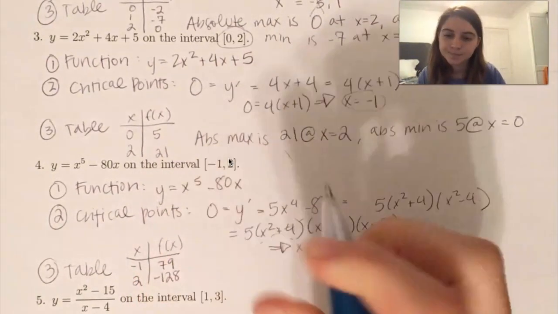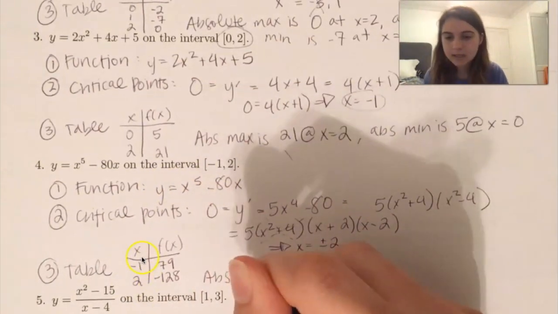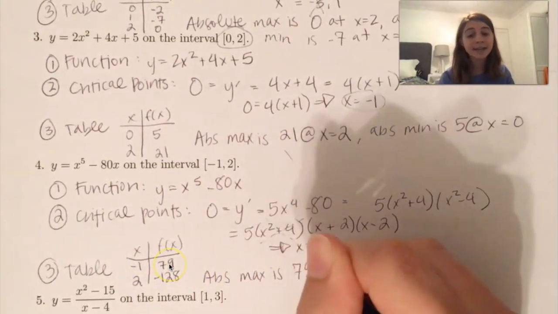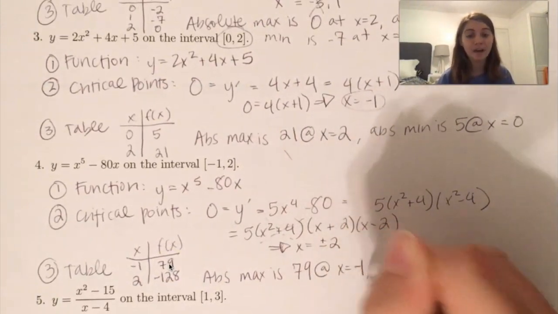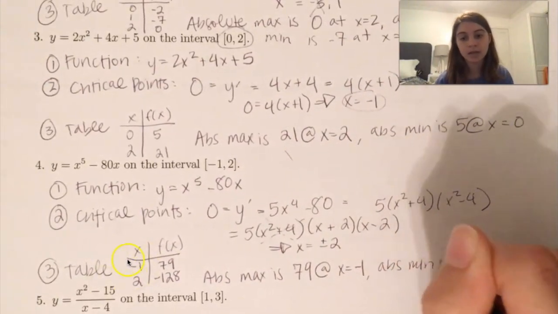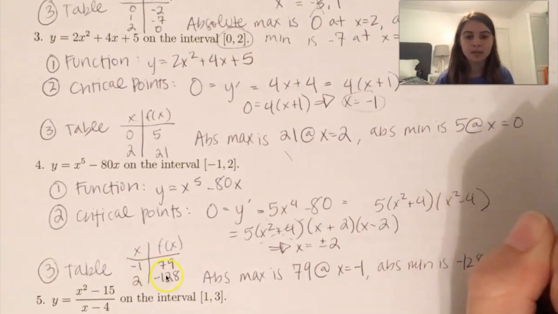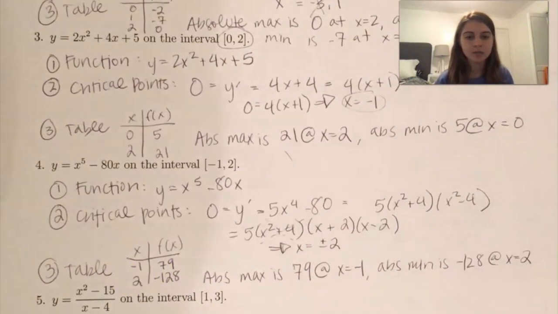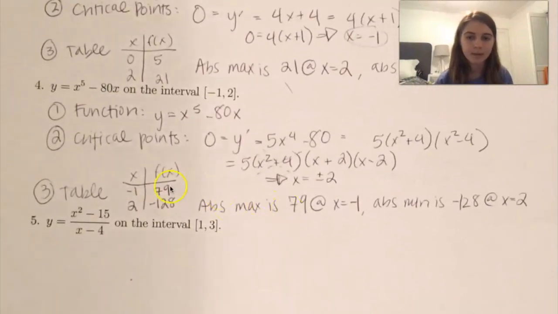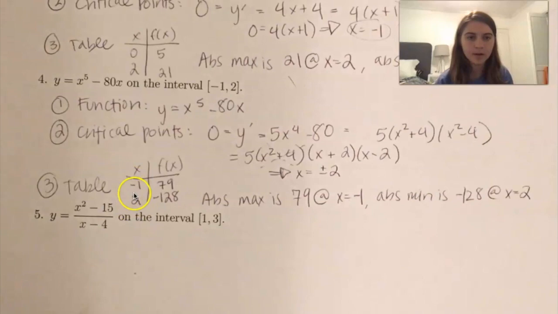So this one's only 2 points again. Abs max is 79, and that absolute maximum value 79 occurs at x equals negative 1. Absolute minimum value is negative 128, and that occurs at x equals 2. And also, I didn't go through plugging those in, but remember, we are plugging these two into this, so negative 1 to the 5th minus 80 times negative 1, and then 2 to the 5th minus 80 times 2. And then we got our biggest y value, smallest y value, and where they occur.